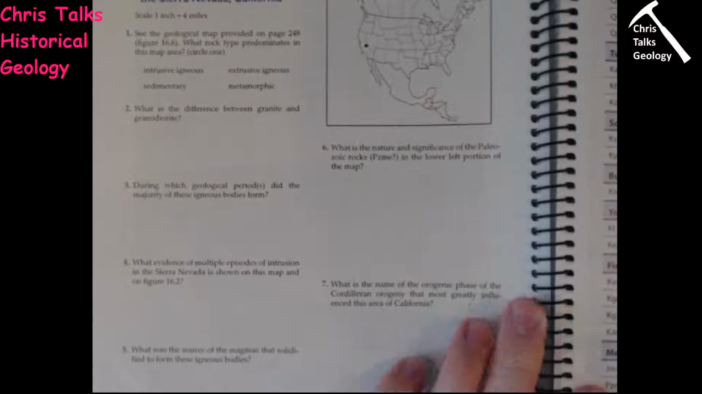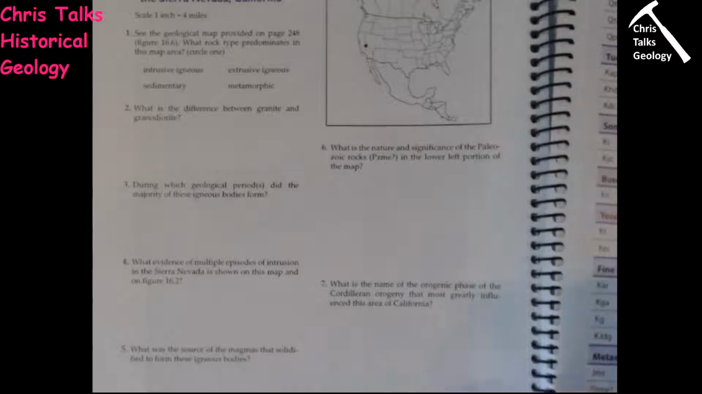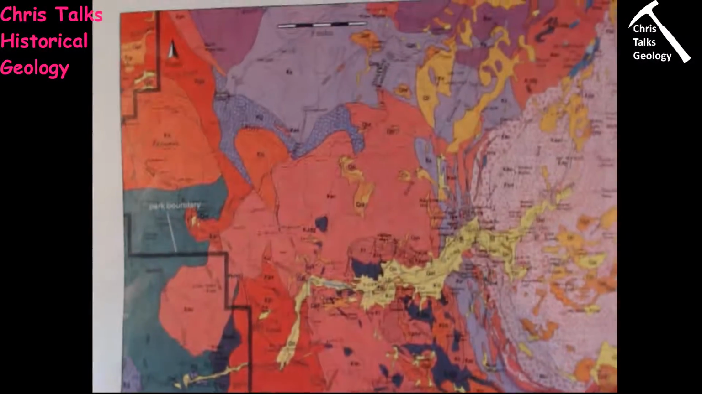So question 4. What evidence of multiple episodes of intrusion in the Sierra Nevada is shown on the map? Okay, here we go. So here's our map again.